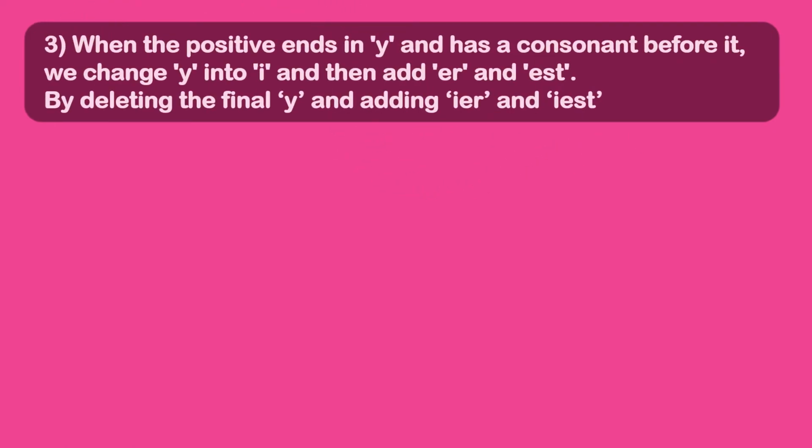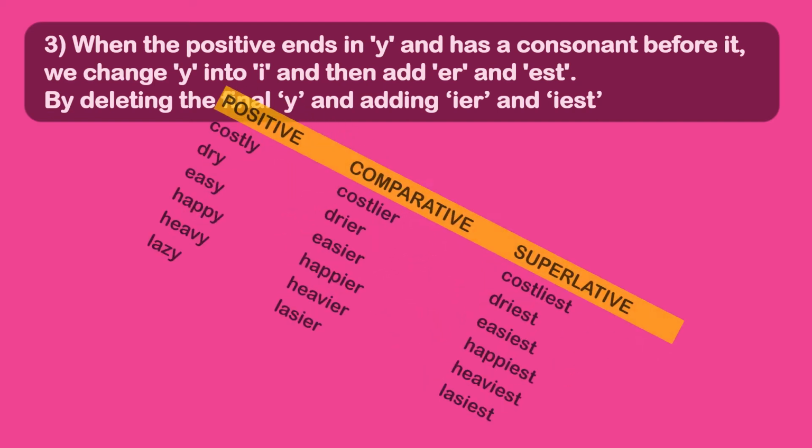The third rule is when the positive ends in Y. Keep this rule properly in your mind and listen carefully. When the positive ends in Y and has a consonant before it, we change Y into I and then add ER and EST. We delete the final Y and add IER and IEST for the comparative and superlative. So keep this rule in your mind.